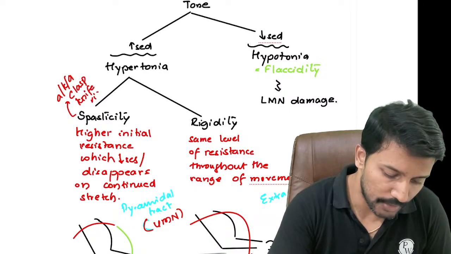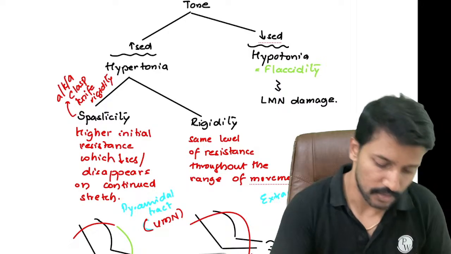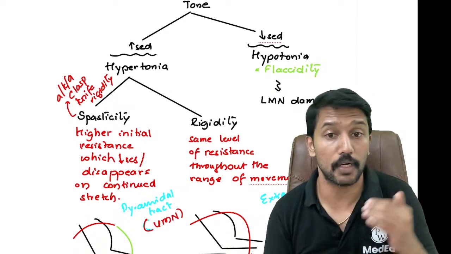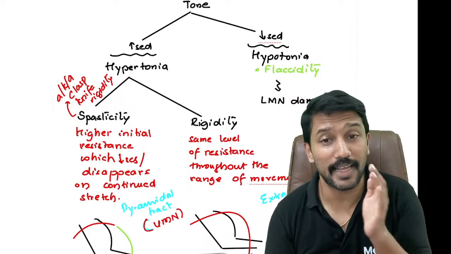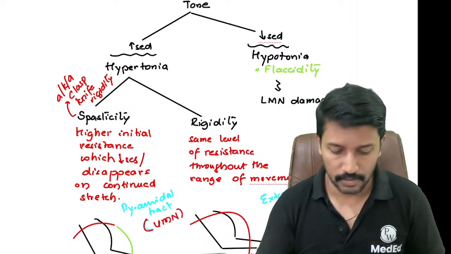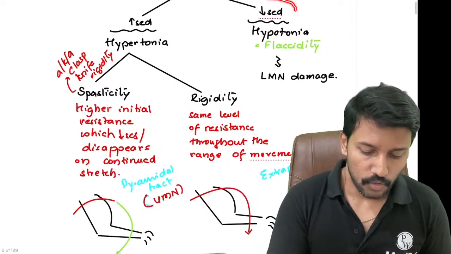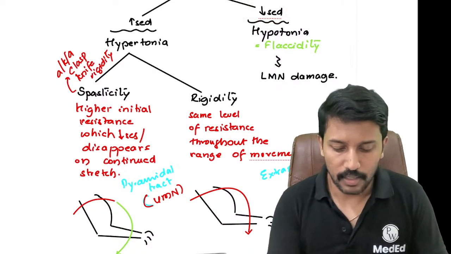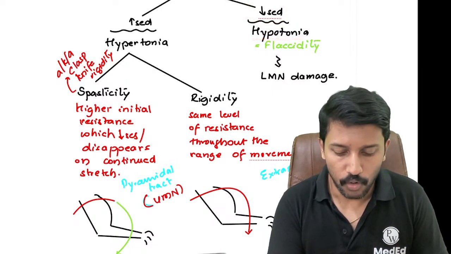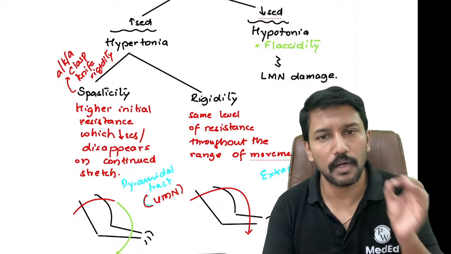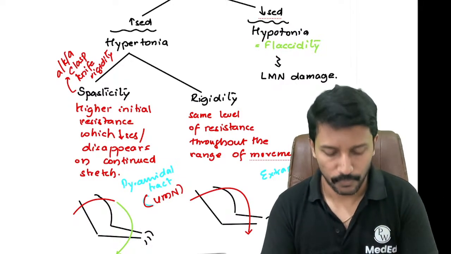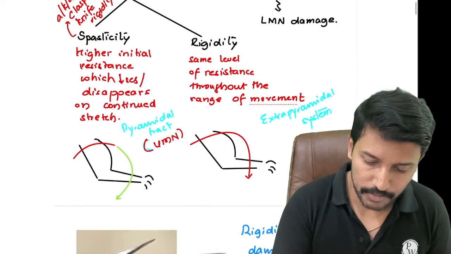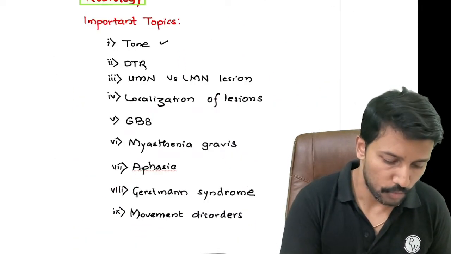This point has been repeatedly asked. Where do you get clasp knife rigidity? We get it in patients with pyramidal tract lesion or upper motor neuron lesion. Where do we get rigidity? We get rigidity in extrapyramidal tract damage. Now the tone will be decreased whenever there is damage to the lower motor neuron. Decreased tone, we can call it hypotonia or flaccidity. Clear? So that is about the tone and the differentiation between upper and lower motor neuron.